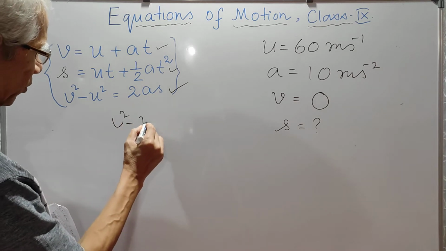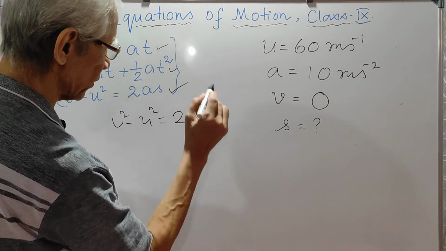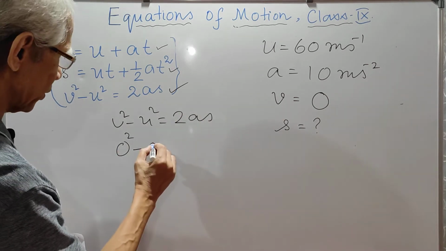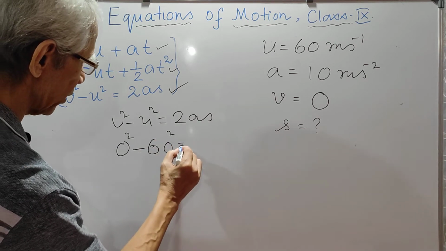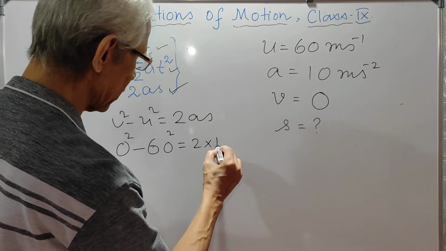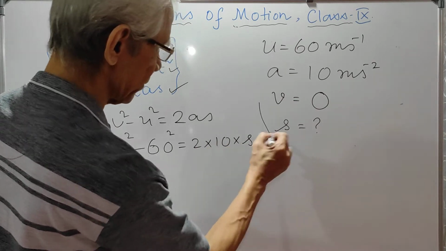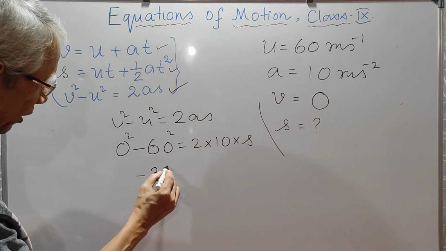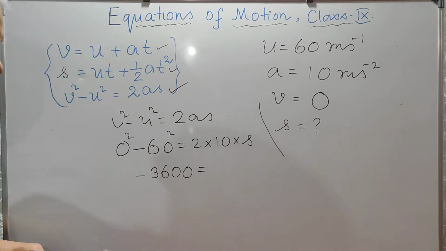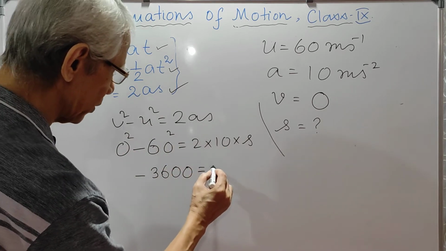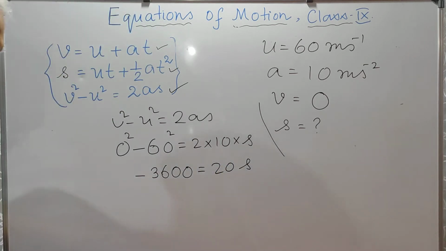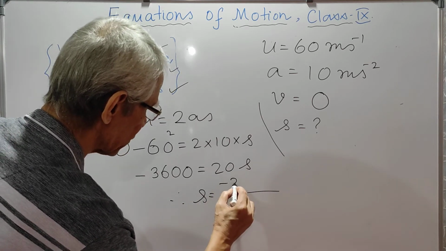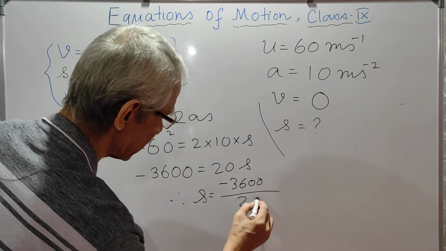So v square minus u square equal to 2as. Alright, now put the values. v is 0, 0 square, that means 0. u is 60, 60 square, equal to 2 into a is 10, and this s you have to find out. Is it clear? So put the values correctly. So 0 minus 60 square, that means 3600. 60 square is 3600, minus, then 2 into 10, 20, 20s. Alright, therefore what will be s? s will be minus 3600 divided by 20.